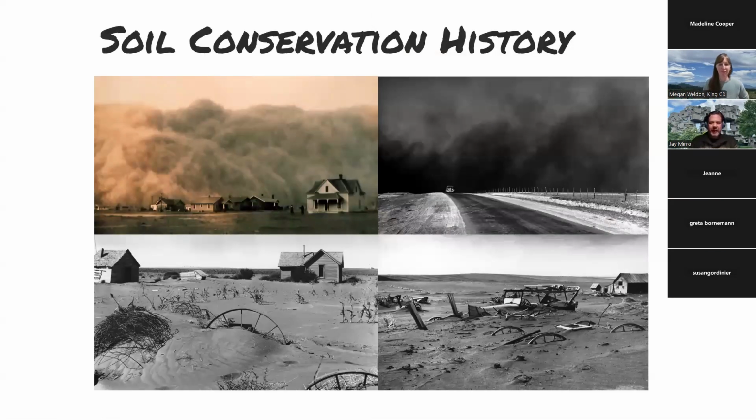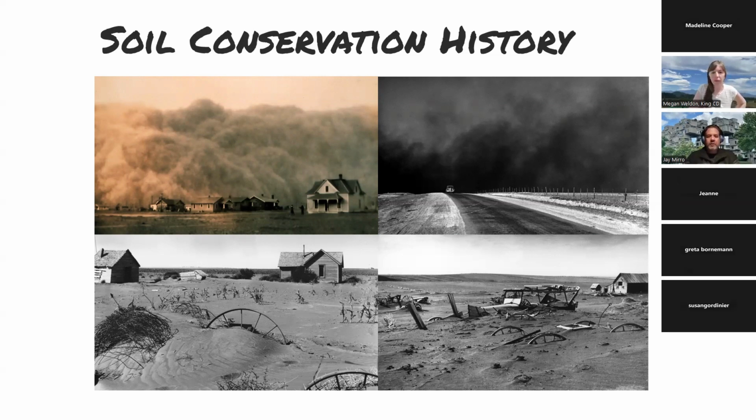So I'm going to talk about how conservation started. Soil erosion has been a huge part of history. The idea of the conservation district was created out of a national catastrophe, not only an environmental problem, but also a human catastrophe that occurred in the Midwest in the 1930s. And of course, I'm talking about the Dust Bowl.